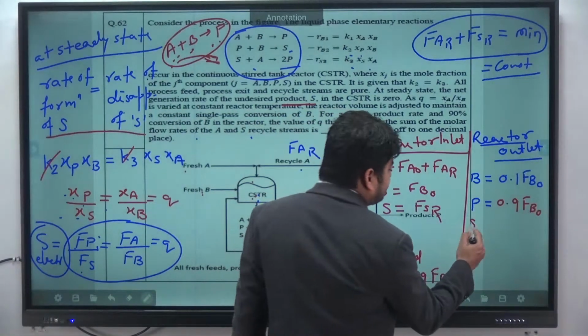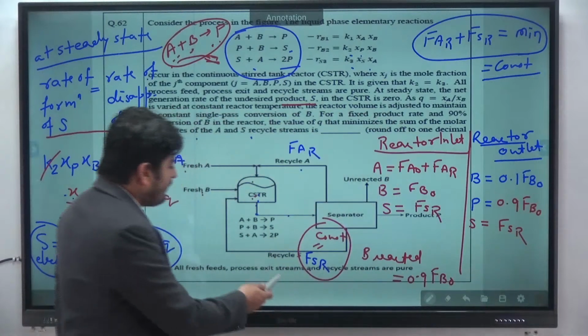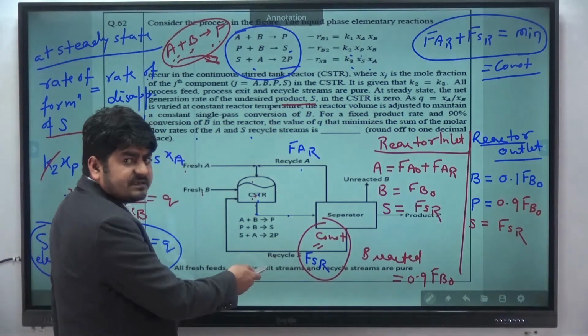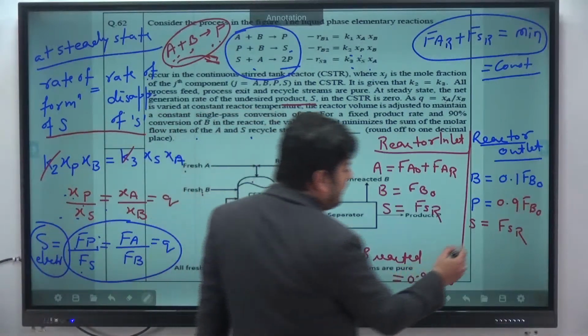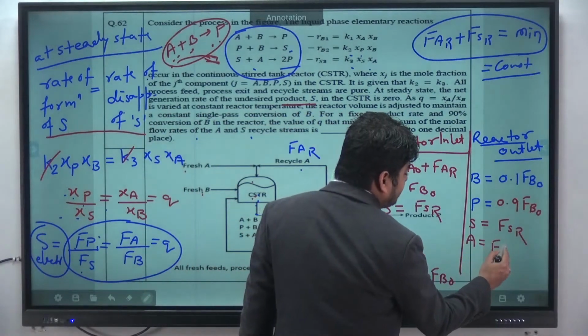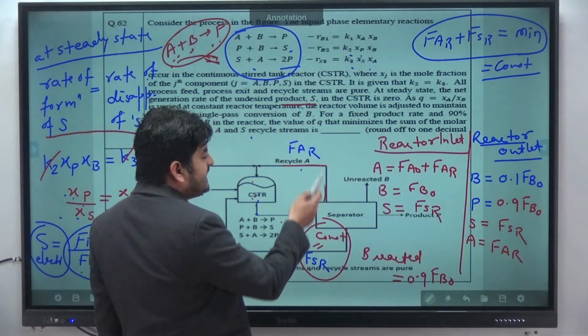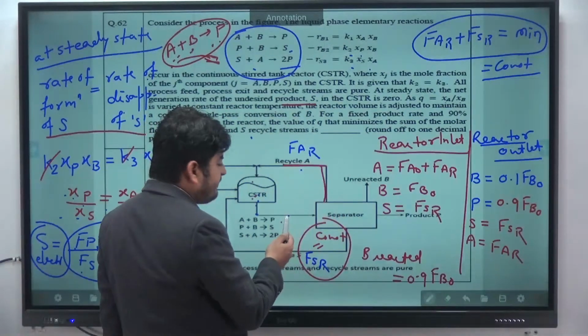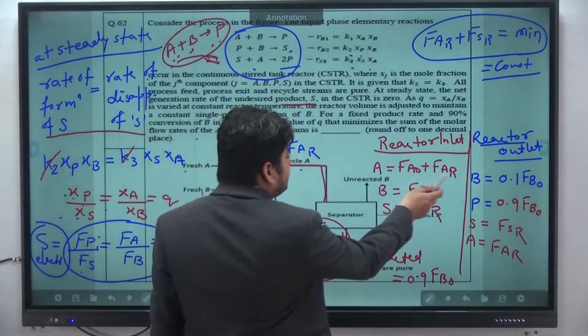So the amount of S in the reactor outlet is equal to whatever S is recycling, the same is there in the reactor outlet, FSR. What is the amount of A here? That is equal to FAR, which we know. Whatever A is getting recycled, the same is coming from here. And what is this value, FAR?